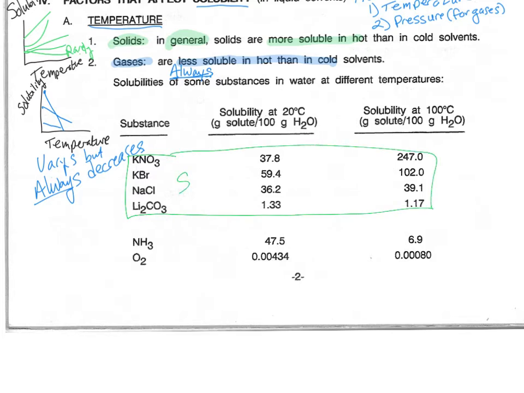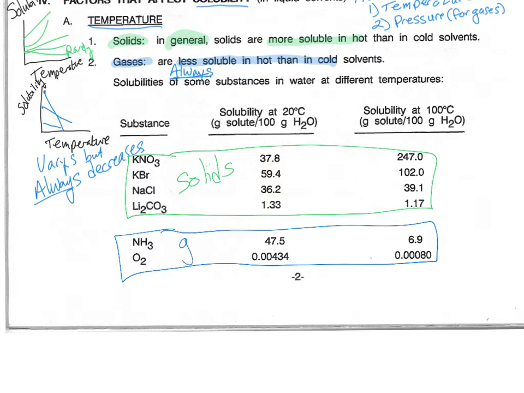The first four examples we see here are all solids, and so you can see that their solubilities are increasing. The last two are gases, and you can see that their solubilities are decreasing. Do you see any of these that do not follow the rules? Hopefully, you notice that lithium carbonate has become less soluble as the temperature goes from 20 degrees Celsius to 100 degrees Celsius. That is not common for a solid, but it does happen rarely.